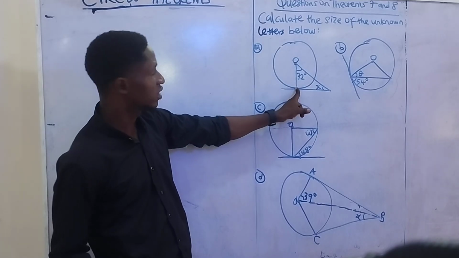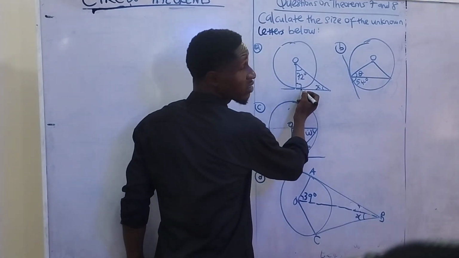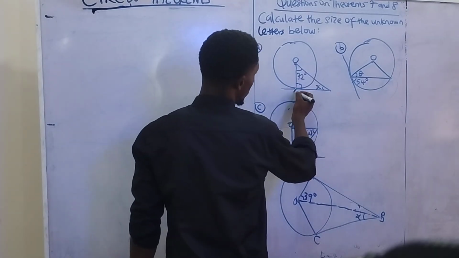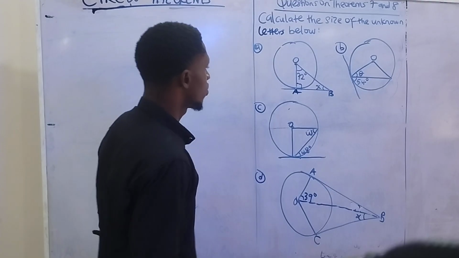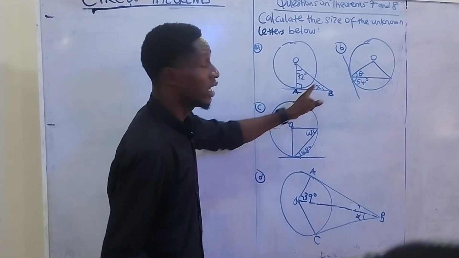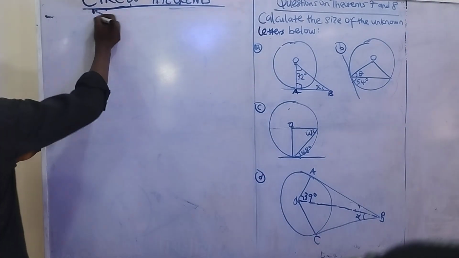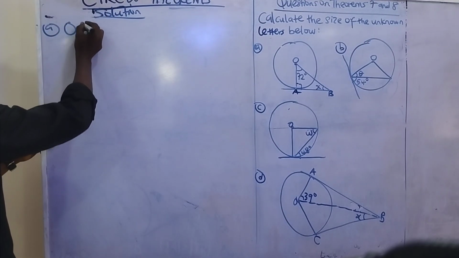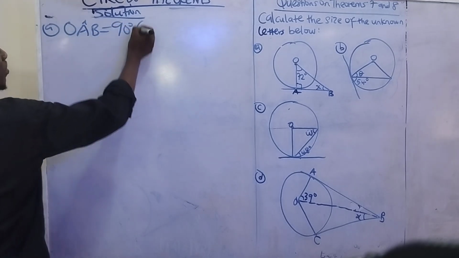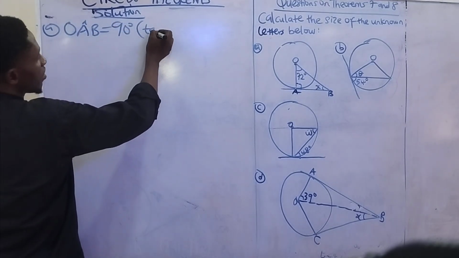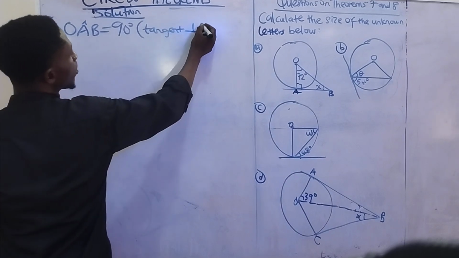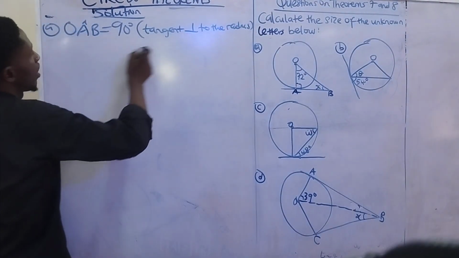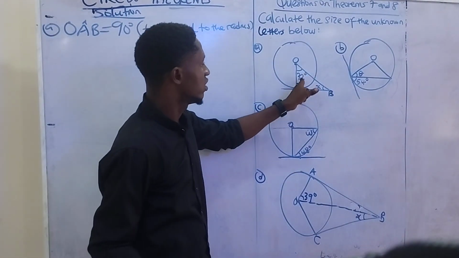This is a tangent. So what will be formed here is 90 degrees. So coming to here, let's label it, let's call here A, and let's call here B. So angle OAB is 90 degrees. So the tangent is perpendicular to the radius. So this means perpendicular. So we know here is 90.